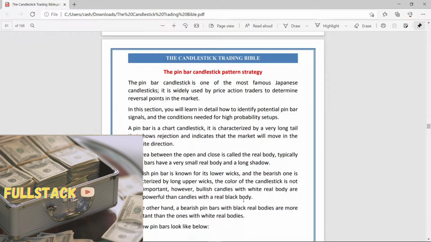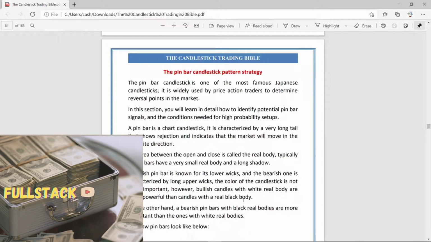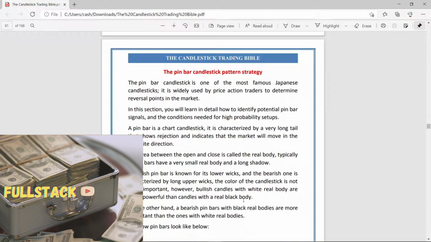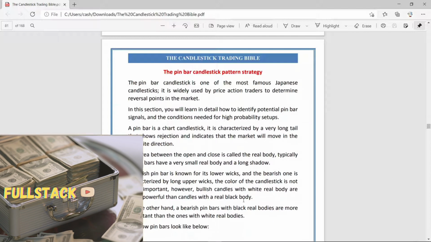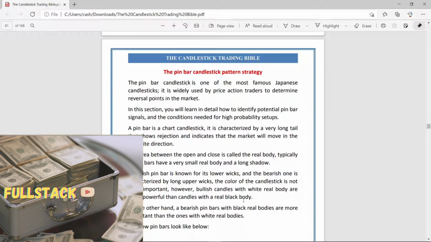A pin bar is a chart candlestick characterized by a very long tail that shows rejection and indicates that the market will move in the opposite direction. The area between the open and close is called the real body, and typically all pin bars have a very small real body and a long shadow, a long tail, a long wick. A bullish pin bar is known for its lower wick, and the bearish one is characterized by the upper wick. The color of the candlestick is not that important, though bullish pin bars with wide real bodies are more powerful than candles with black real bodies. On the other hand, bearish pin bars with black real bodies are more important than the ones with white real bodies.